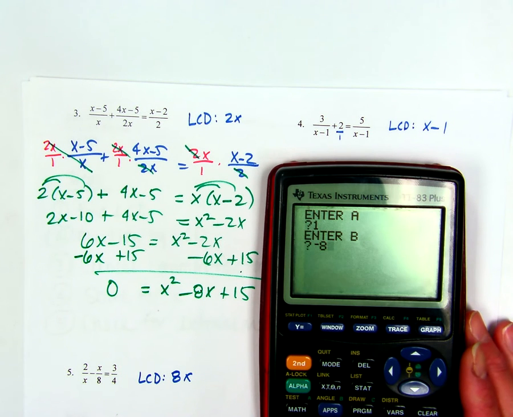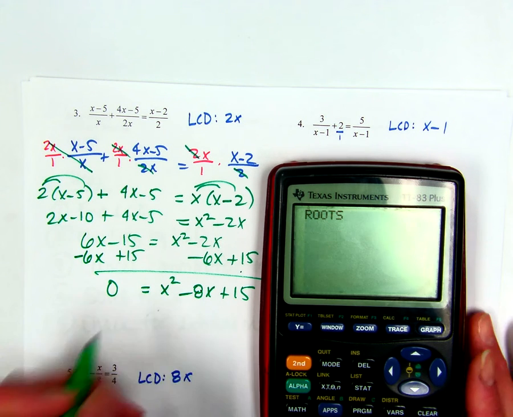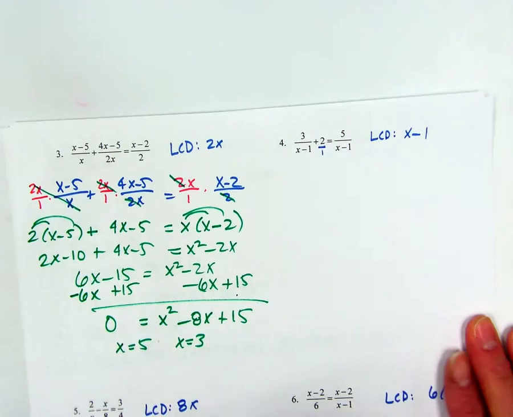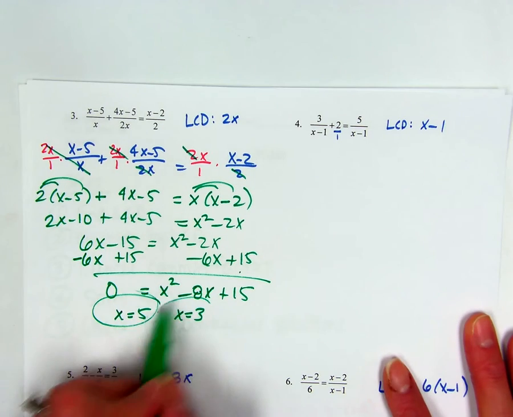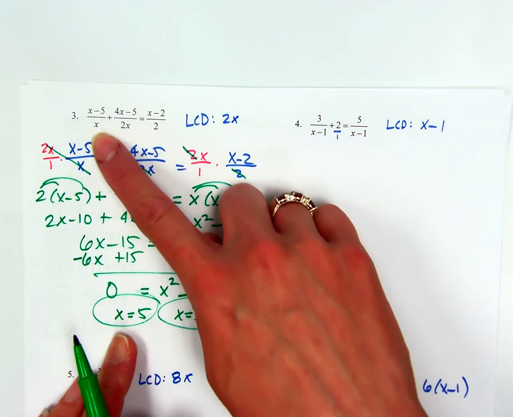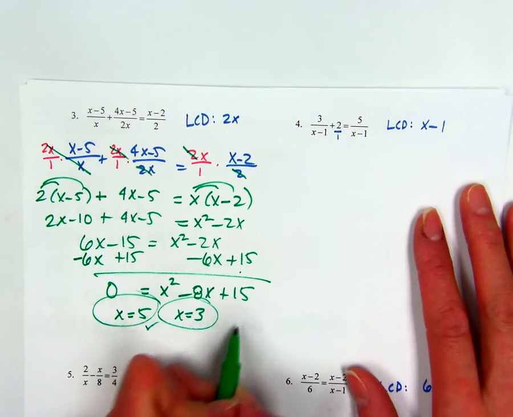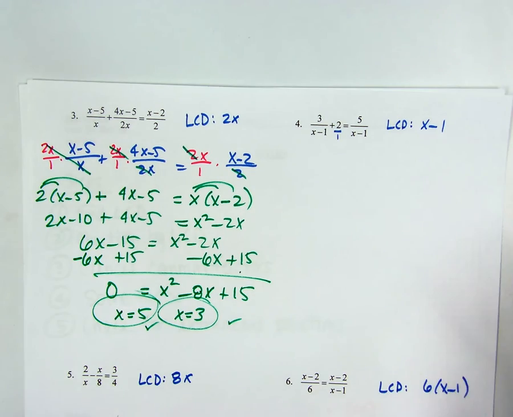So a is 1, b is negative 8, and c is 15. And my answers are 5 and 3. Okay, so double check. Does that make any of my denominators 0? That makes it 5. That makes it 10. This one is 3 and 6, so those are good. As long as your denominator is not 0, you're good.